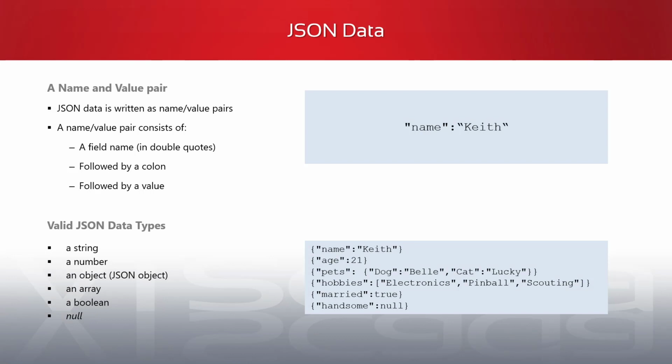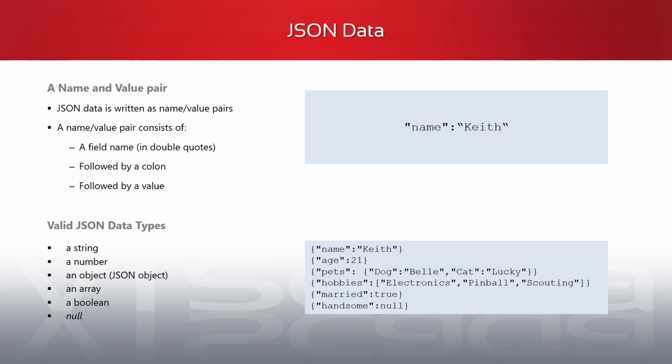Let's have a look at what JSON actually is. In the very simplest form, it's a name and value pair. So you can see here, I've given an example, name Keith, my name. And so that represents a name value pair.